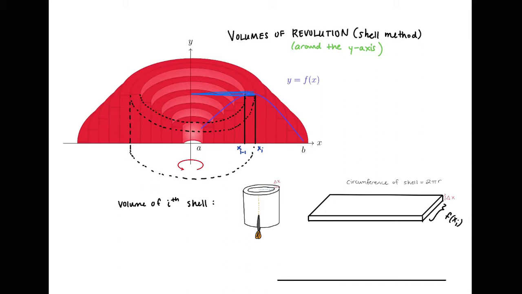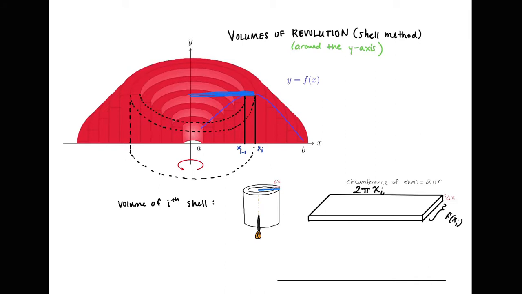I'm doing this here in blue. So the radius here in blue is going to become this radius here. So the radius is x sub i. So the length here would be 2 pi x sub i.